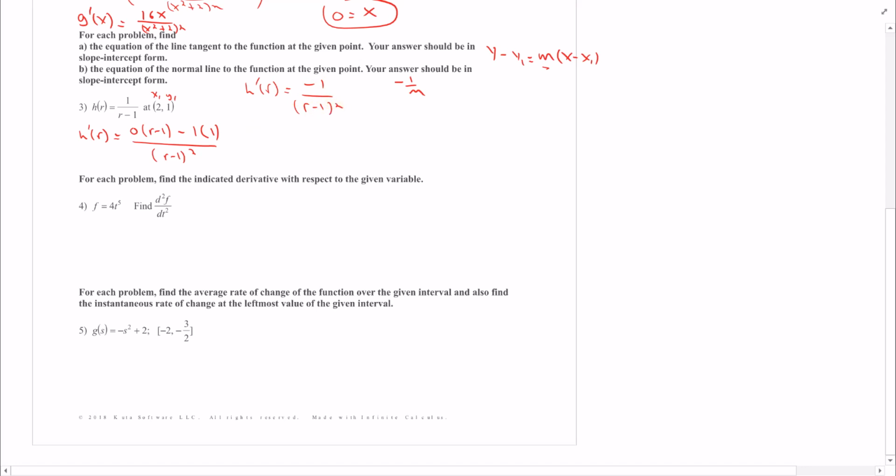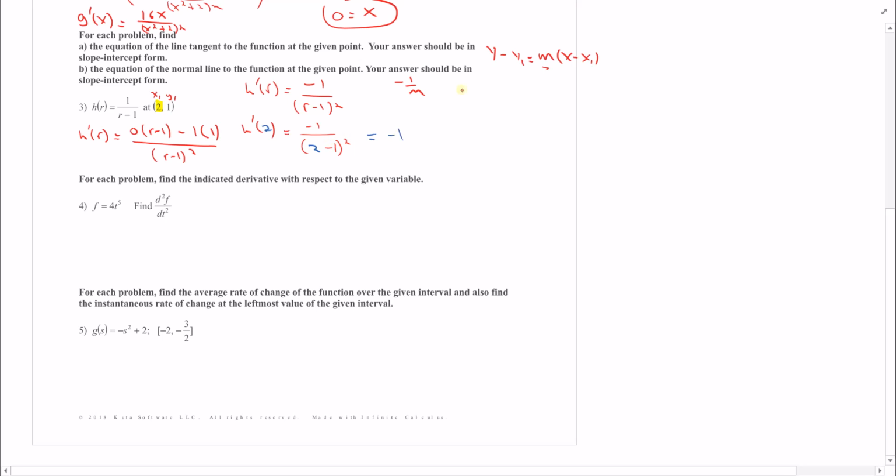And we want to know the slope at 2. So we're going to go ahead and plug in 2 here. And we're going to get negative 1 over 2 minus 1 squared, which turns out to be, oops, I forgot the 1. 2 minus 1 squared, which turns out to be 2 minus 1 is 1, so this is negative 1.